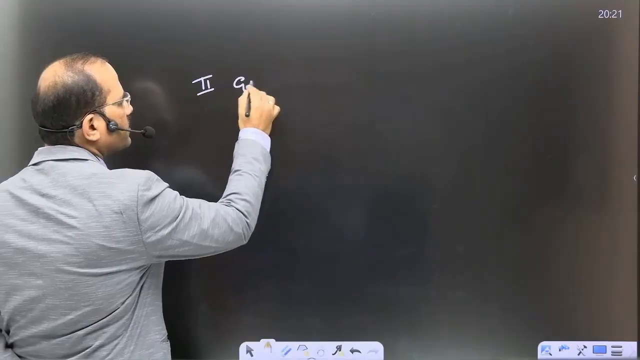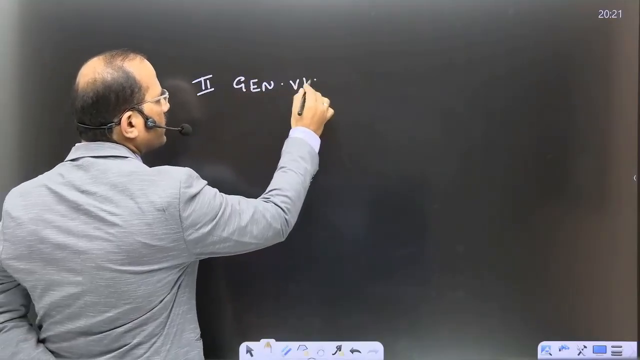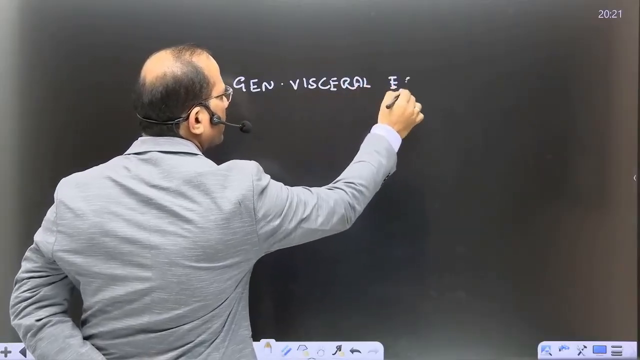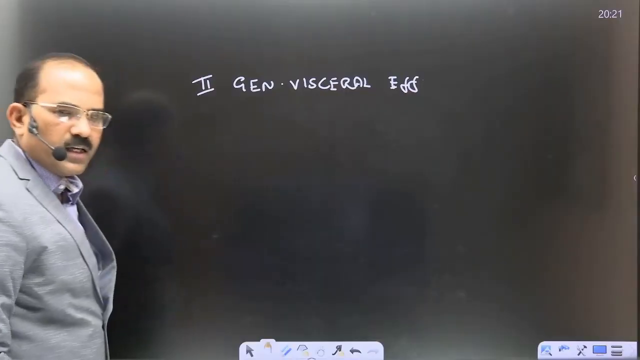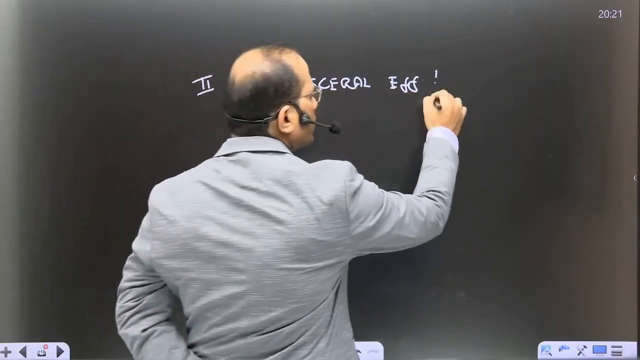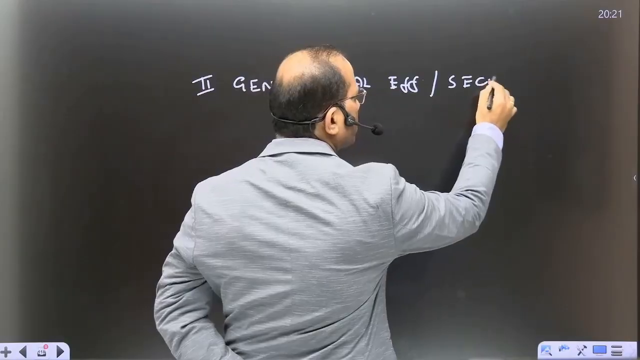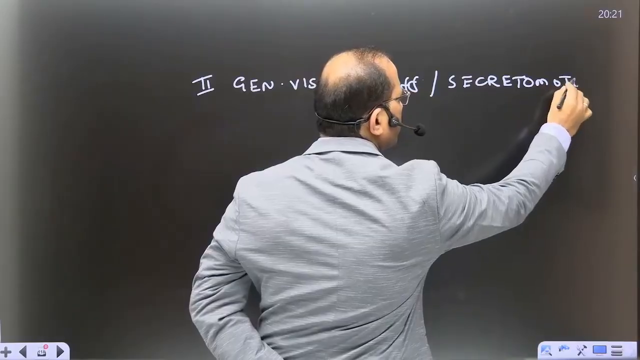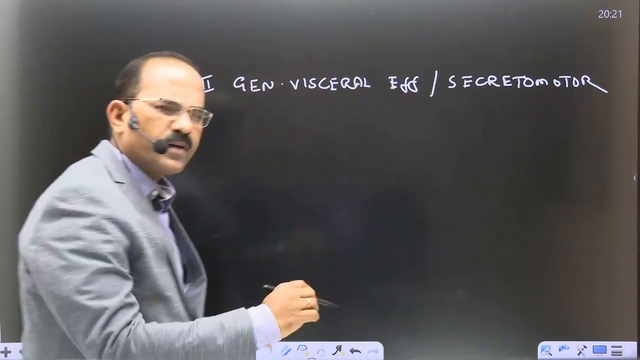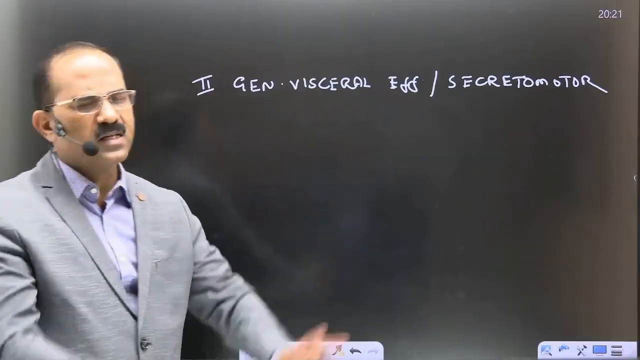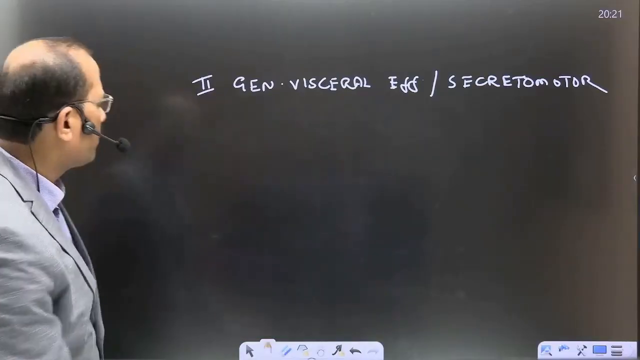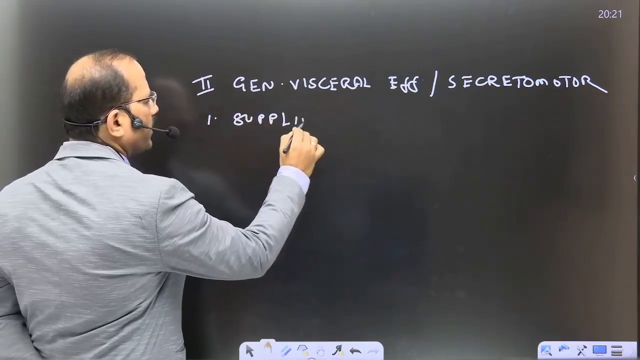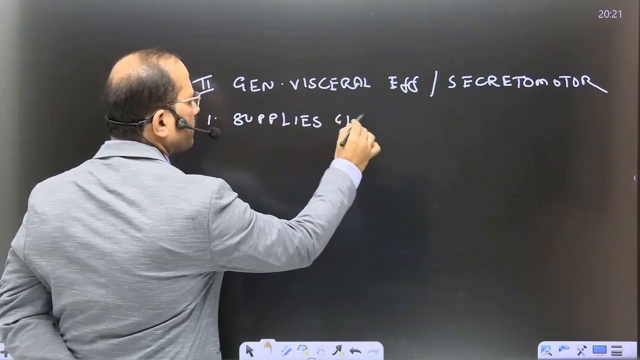You understand this? This is the general visceral efferent component. General visceral efferent component, this is also known as the secretomotor. Secretomotor component. Now, what is this component going to supply? The secretomotor or the general visceral efferent component supplies the glands.